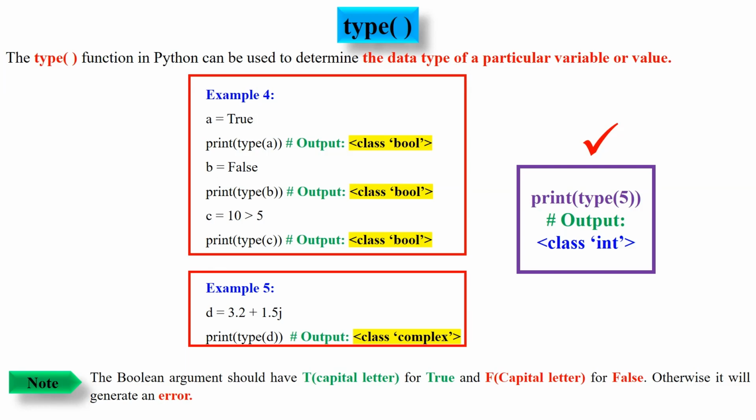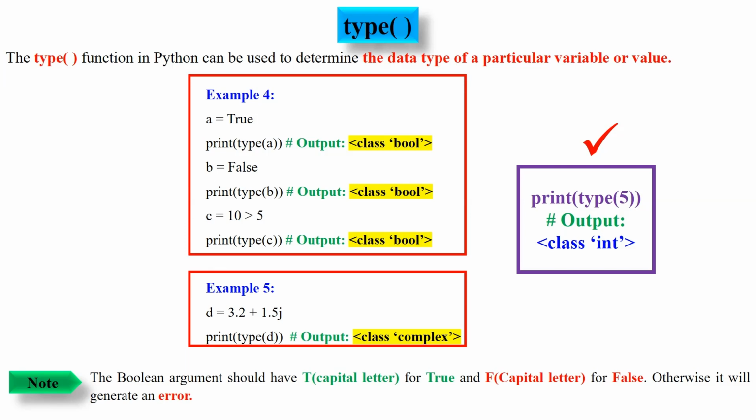Next statement, c equals 10 greater than 5, assigns the result of the expression 10 greater than 5 to the variable c. The expression evaluates to True since 10 is greater than 5. Next line uses the print function to output the result of the type function applied to the variable c. The output of the third print statement is class bool, indicating that the type of the object stored in the variable c is a Boolean.